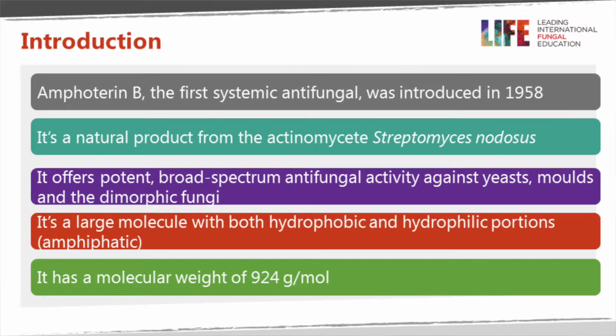Amphotericin B was originally described and discovered by Gold in 1956. It was picked up from a soil sample, and he isolated the Amphotericin B from a Streptomyces nodosus strain of bacteria. As you can see, it became the first systemic antifungal in 1958.